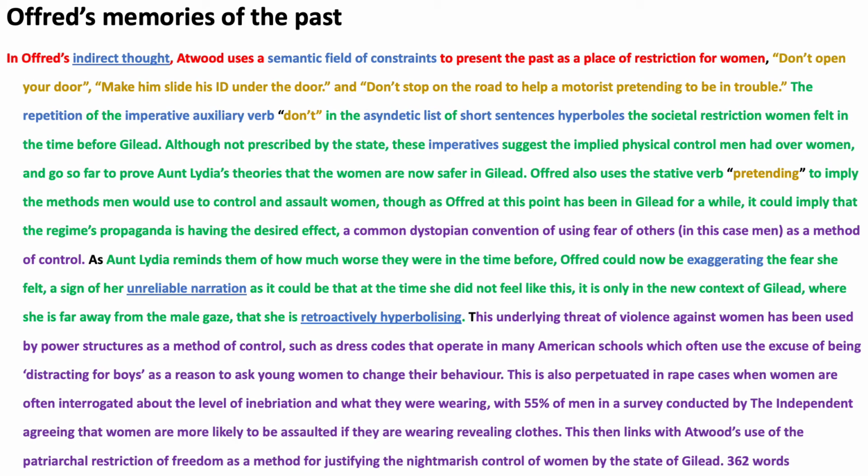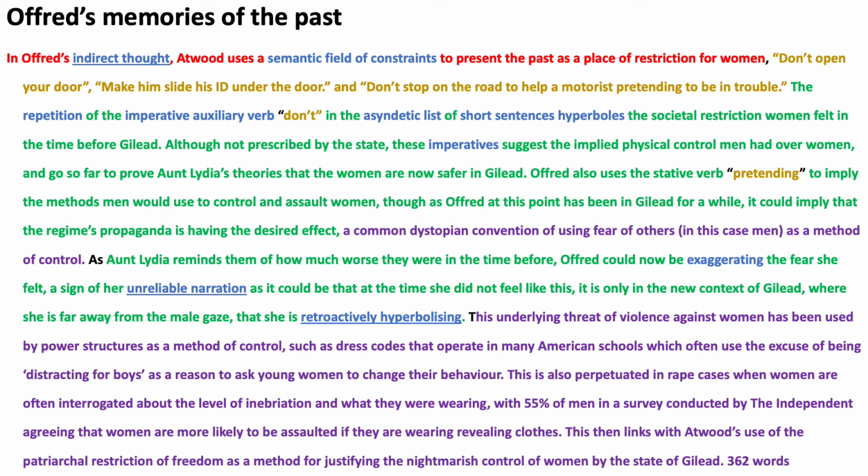So in Offred's indirect thought, so straight away we've commented on the voice. Atwood uses a semantic field of constraints to present the past as a place of restriction for women. So we've got a semantic field, we've got Atwood is doing something, so it's writer's craft as well. And we've also got this semantic field. So don't open your door, make him slide his ID under the door, and don't stop on the road to help a motorist pretending to be in trouble.